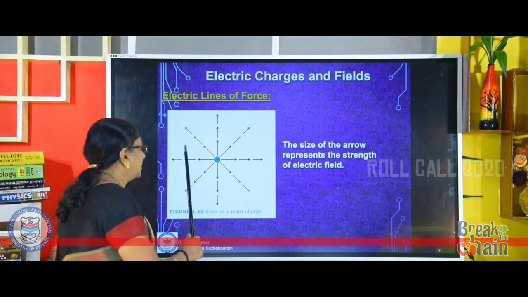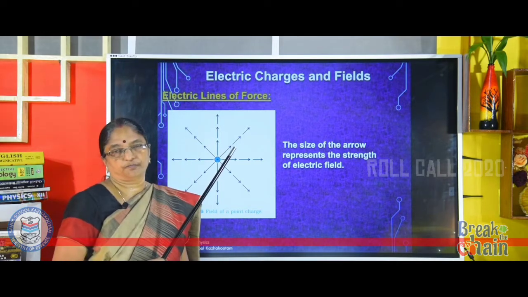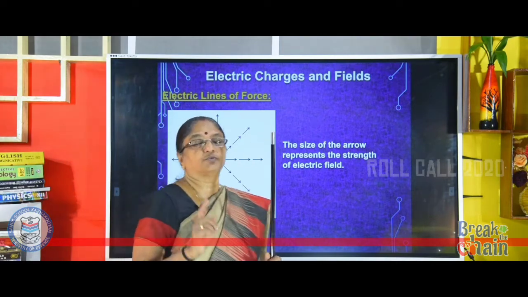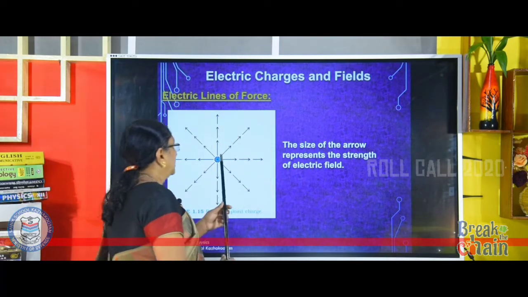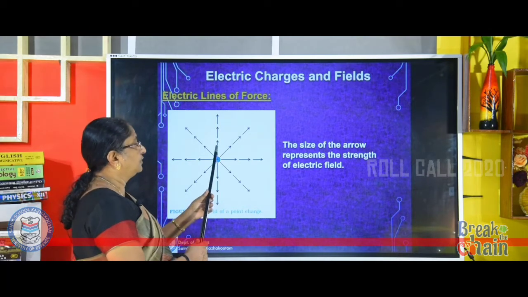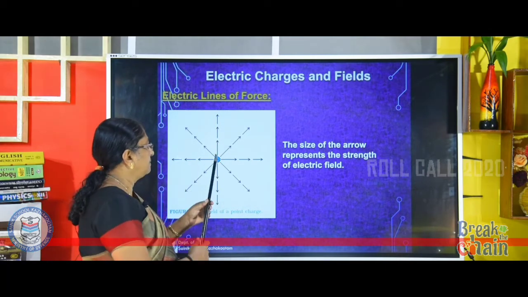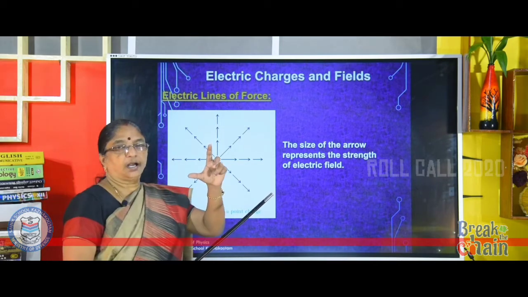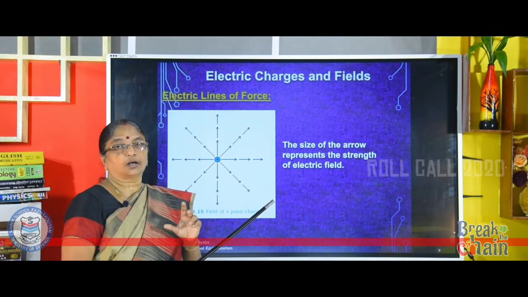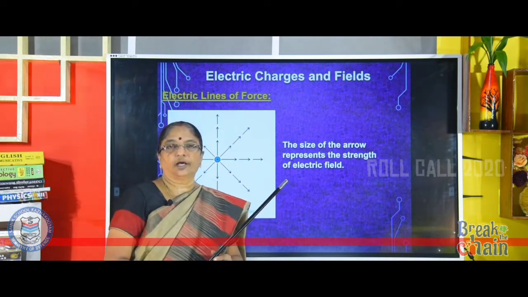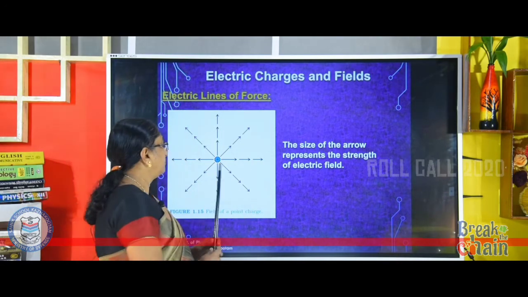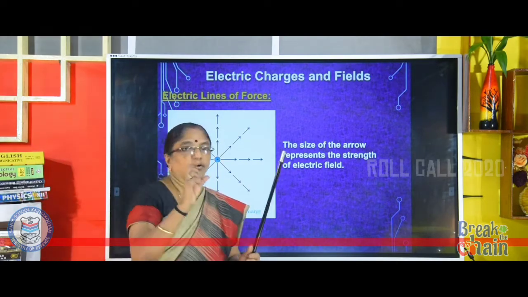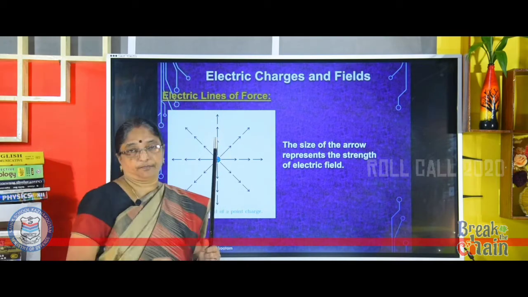Observe very carefully. You see, it is a collection of arrows, and this is the vector diagram for electric lines of force. In other words, it gives the strength of the electric field also at different places. Nearer to the positive charge, the arrows are larger in length, which shows that the field is stronger. Then gradually the length of the arrow decreases. This is the vector diagram for electric lines of force, and the arrow represents the strength of the electric field.